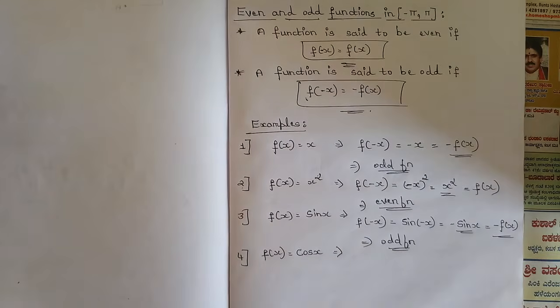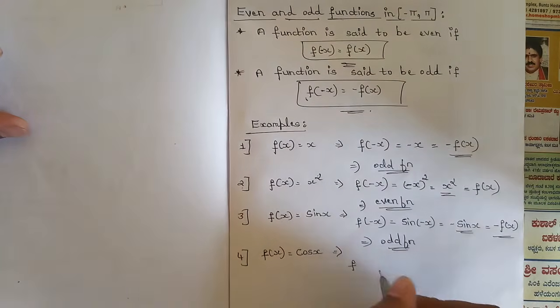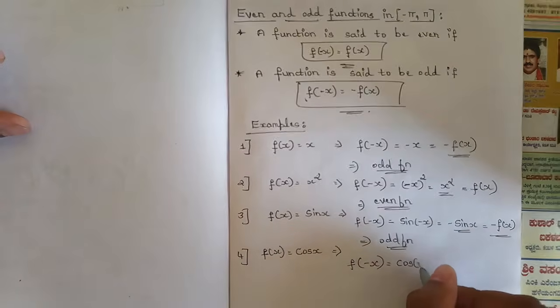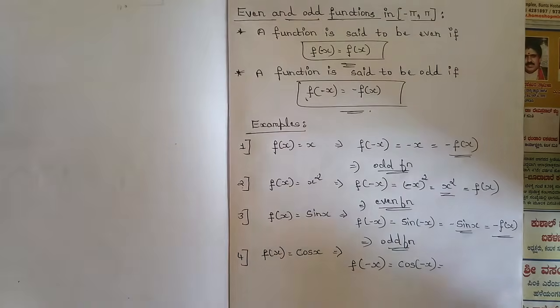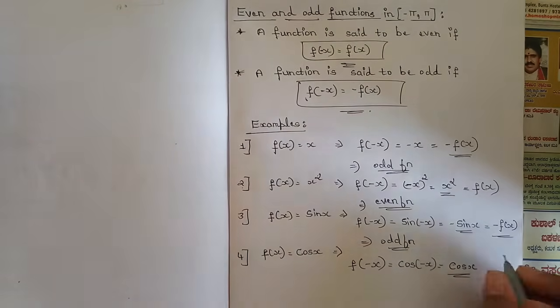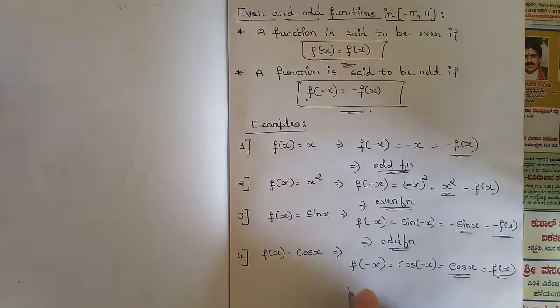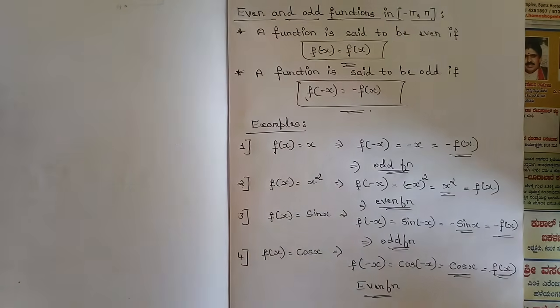So now let's try for cos x. f of minus x, that is cos of minus x. We know that cos of minus x is cos x, which is equal to f of x. So by this we can say that this is an even function. So these are a few examples to make the concept of even and odd functions clear. So we are going to apply this in many problems in the future.